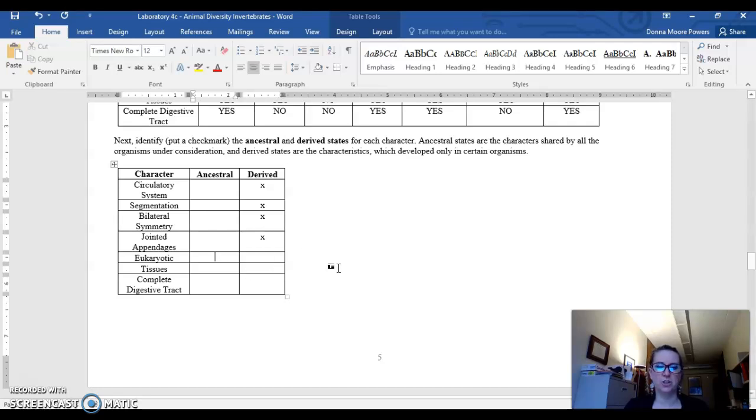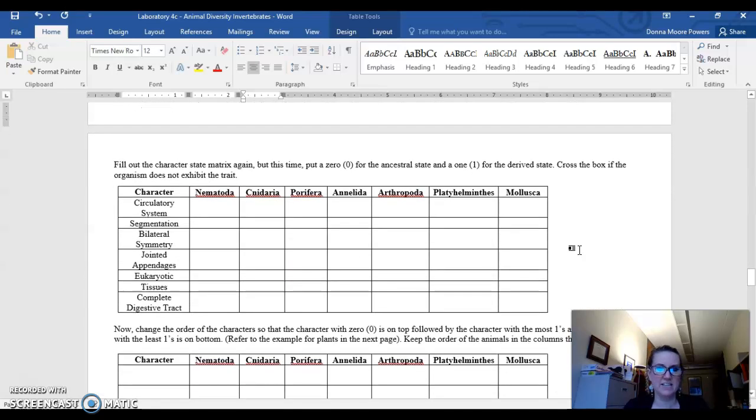Now we take a look at this character, eukaryotic. If you remember from lecture, one of the characteristics of the kingdom Animalia is that they are all eukaryotic. So every single one of the phyla exhibited this character of being eukaryotic. So that one's going to be ancestral. Next, tissues were lacking in our first phylum, the Porifera, or the sponges, and then it appeared in the phylum Cnidaria. So again, since not all the phyla exhibit that character, we're going to say it's derived. Lastly, complete digestive tract first appeared in our phylum Nematoda, so we're also going to say it's derived.